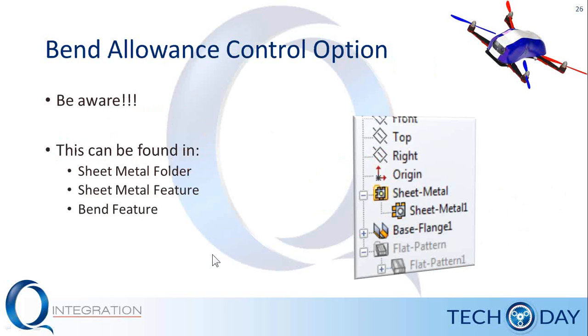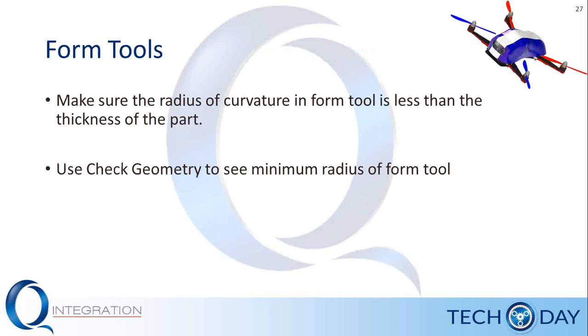Keep in mind that these bend allowance control options are located in multiple locations: in your sheet metal folder, in the sheet metal feature, and in these individual bend features or sheet metal features. So if you make a change in one location and it doesn't apply to all your features, go back in and check these other locations, or in many cases, make sure that you're using the default options that would be specified in that sheet metal folder. Again, right-click on the sheet metal folder, edit feature to define these default options.